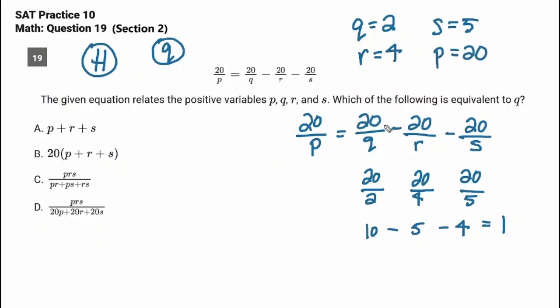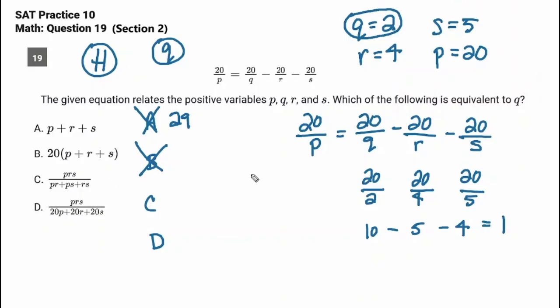All right, I'm going to circle what I'm looking for. Looking for Q, so I'm going to circle Q equals 2. And I'm going to go to the answer choices, and I'm going to cross off everything that isn't 2. P plus R plus S, that's 20 plus 4 plus 5, that's 29. Nope, that is not 2, it's gone. 20 times 29, no, that's just some big thing that's gone.